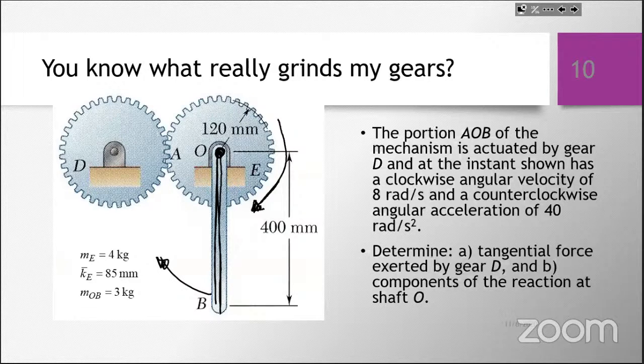The bar is also going to be moving. This whole thing is being actuated by gear D, right? So this is spinning, causing this rotation, and we've got an angular acceleration in the counterclockwise direction. So our angular acceleration is the other way. Sorry, so let's draw.